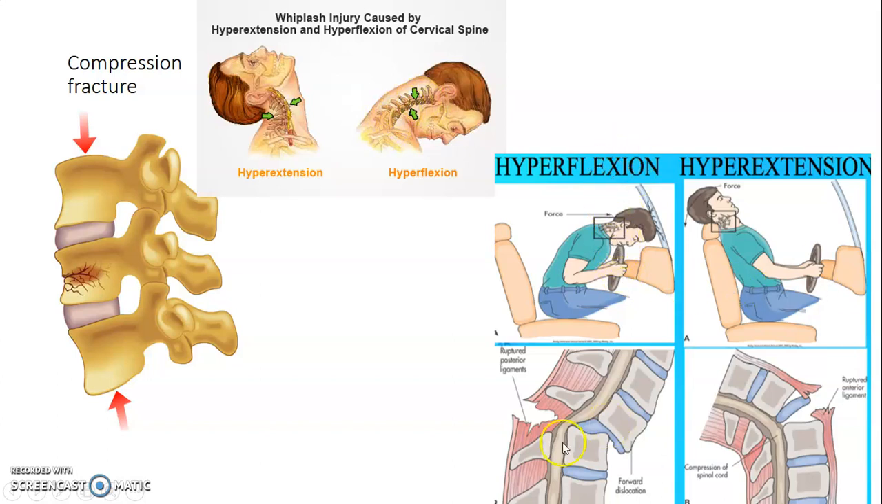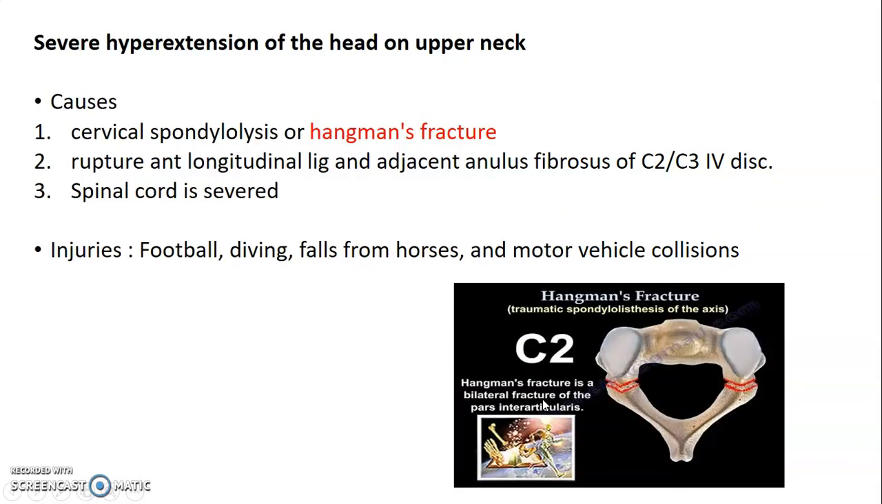So in flexion, you tear the posterior ligaments, like the supraspinous ligaments. And in hyperextension, you're going to tear the anterior longitudinal ligament. Remember, it runs on the anterior surface of the vertebral body. Interspinous ligaments are on the posterior between the spinous processes.